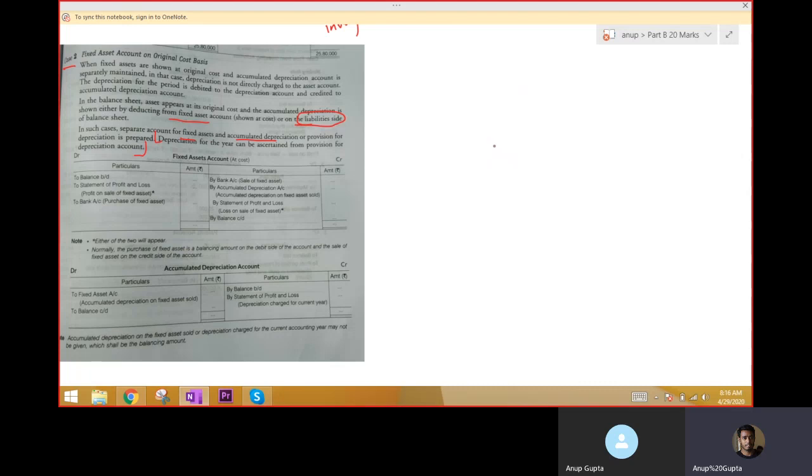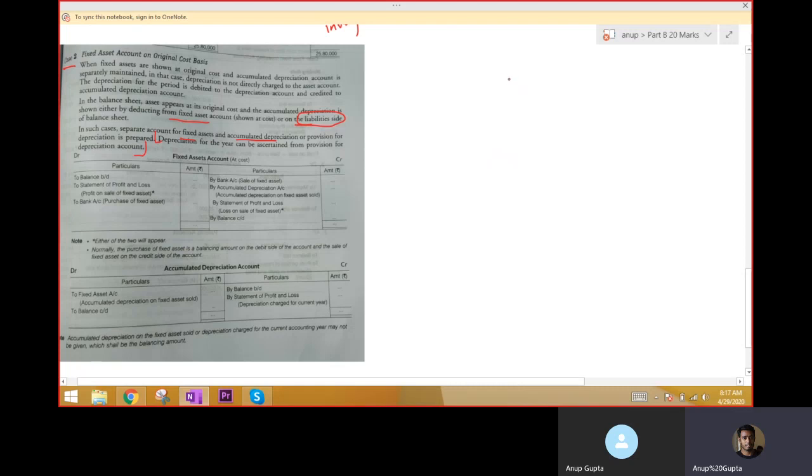Okay. So how do we know which method the business is using? See, in the question, whenever there is accumulated depreciation or provision for depreciation given, you may understand that you have to make two separate accounts. Okay, so which one to make first?